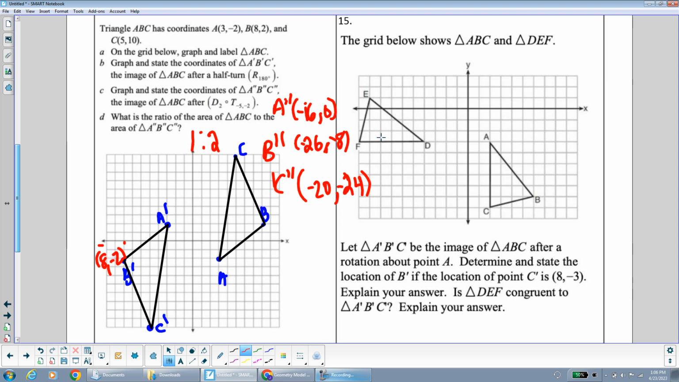Okay, we have 2 triangles here, and let A prime, B prime, C prime be the image of triangle ABC after a rotation about point A. Determine and state the location of B prime if the location of point C prime is 8, -3. Sorry, I can't read today. 1, 2, 3, 4, 5, 6, 7, 8. 1, 2, 3.